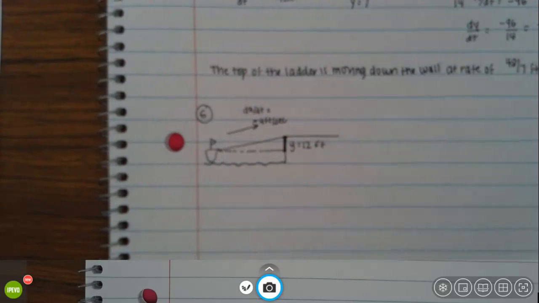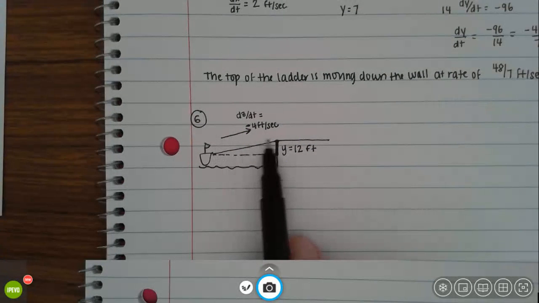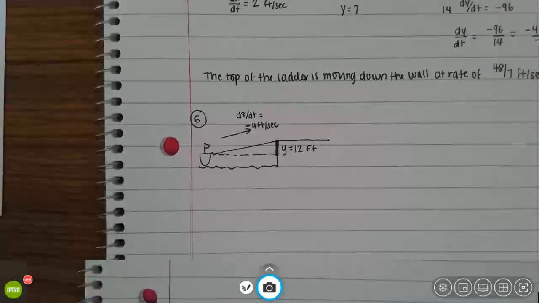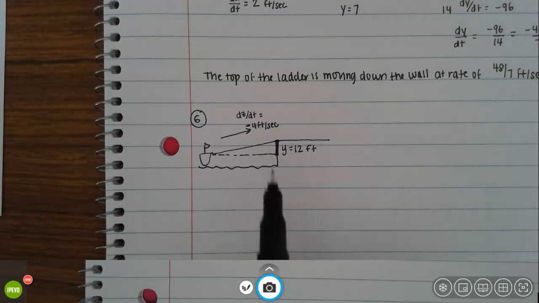So our dz dt, or our rate of change of this diagonal distance, which I'm going to call z, with respect to time, would be -4. And again, it's negative because this distance is going to be getting shorter. So we want to determine the speed of the boat when there's 13 feet of rope out.